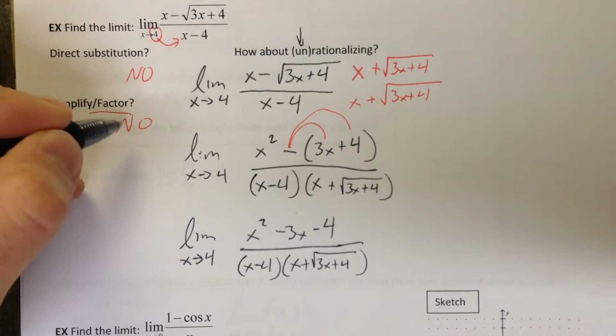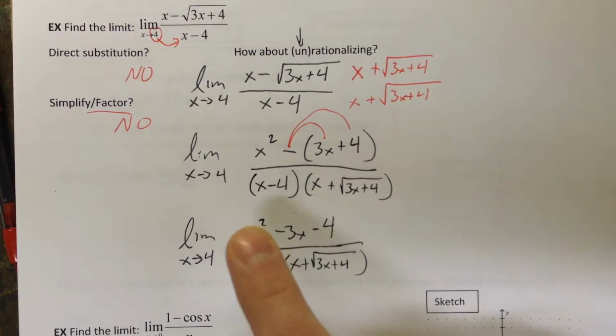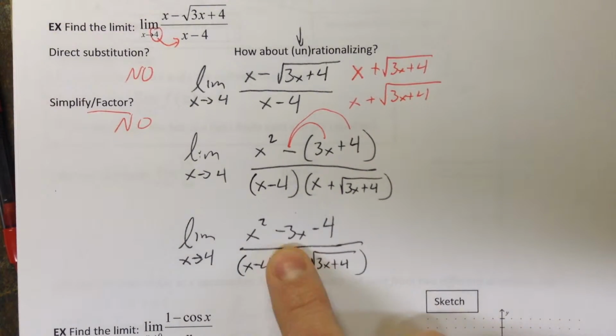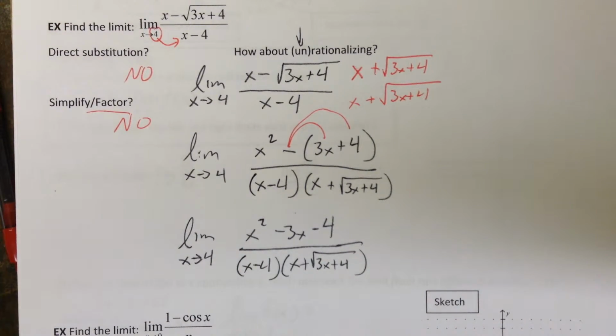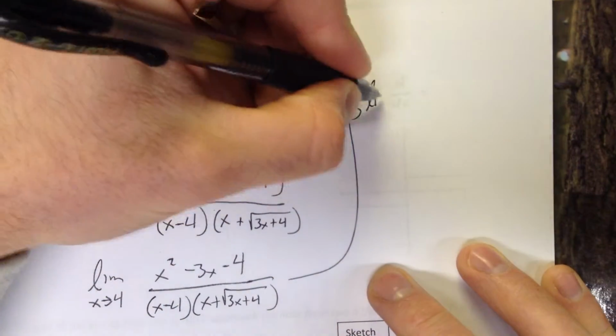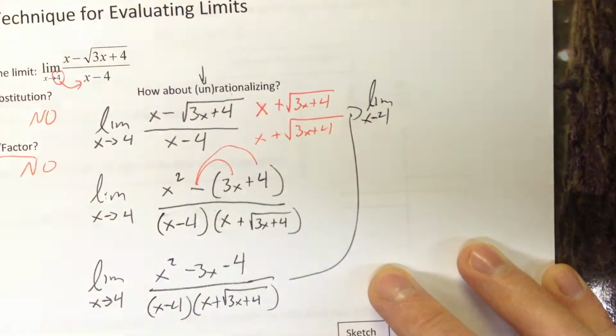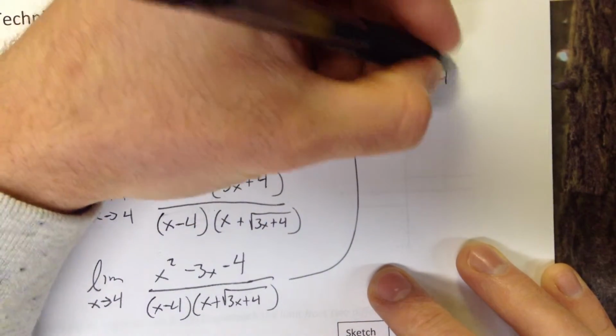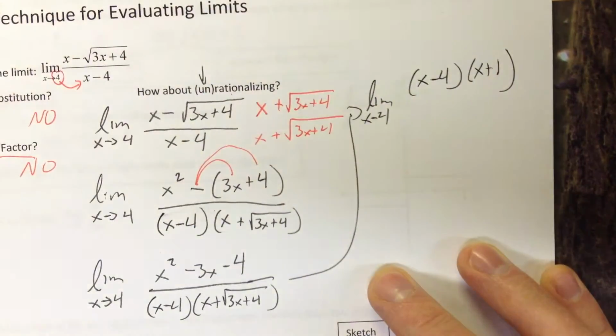So now this becomes a no. Now it's going to become a yes. So two numbers that have a product of negative 4 and a sum of negative 3 are negative 4 and positive 1. So let's bring our work back up over here. Limit as x approaches 4, and we're going to factor that, which is going to be x minus 4 and x plus 1. There you go.